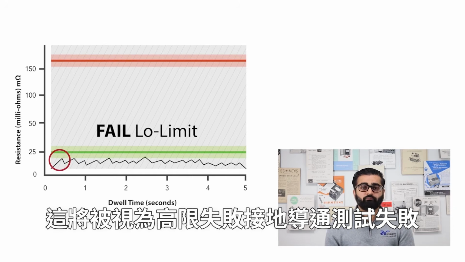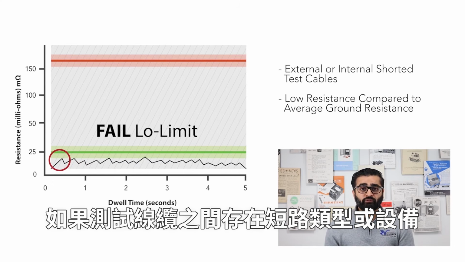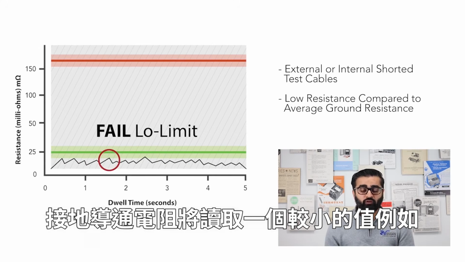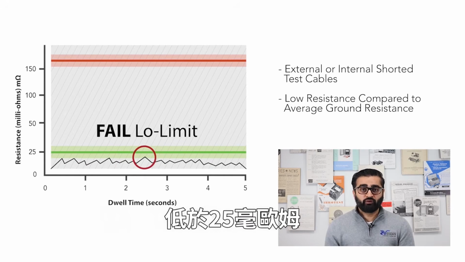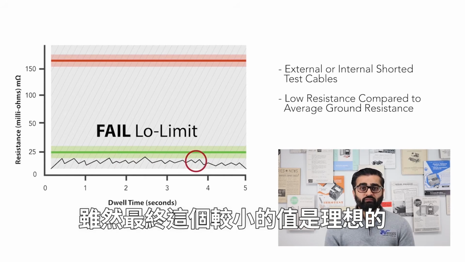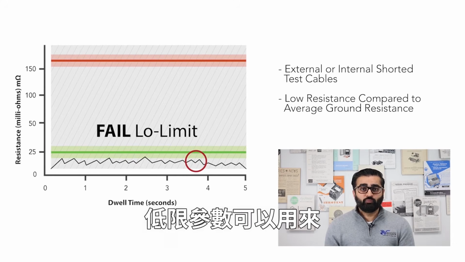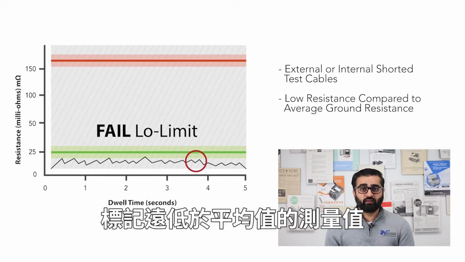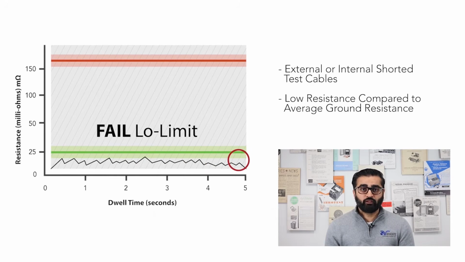If there are any types of shorts between the test cables or equipment malfunctions, the ground bond resistance will read a small value, for example, below 25 milliohms. While ultimately this small value is desirable, the low limit parameter can be utilized in order to flag measurements that are well below an average value for the given test.